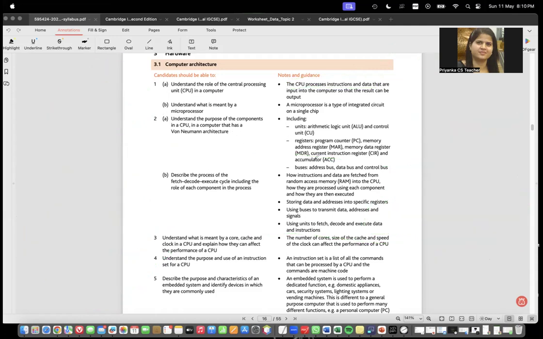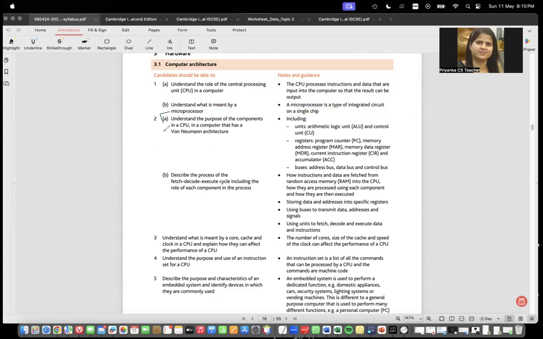You should know all the components. So what is meant by a microprocessor? If this definition comes, you will write: it's a type of integrated circuit on a single chip. You should learn this definition from your syllabus. Role of CPU: it processes instructions and data that are input into the computer so that the result can be output. You should learn this definition of CPU from your syllabus only.